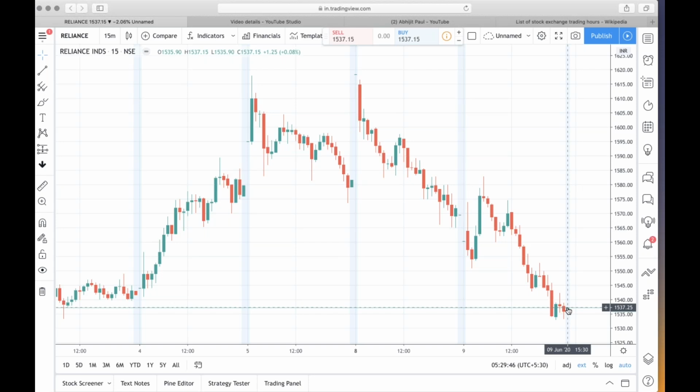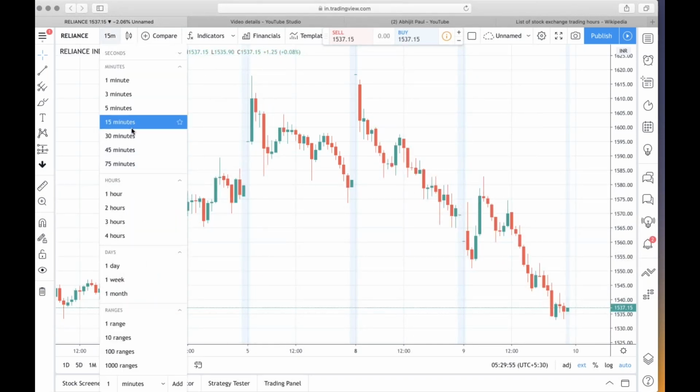Now, this is fairly uniform. What I'm attempting to do is allocate the same amount of time per candlestick. This is important.